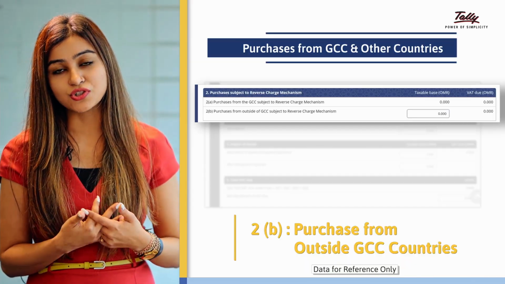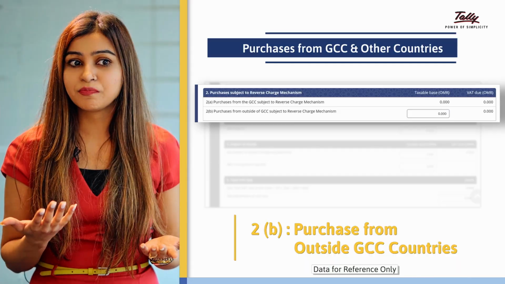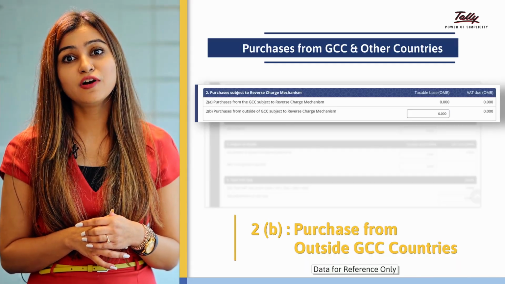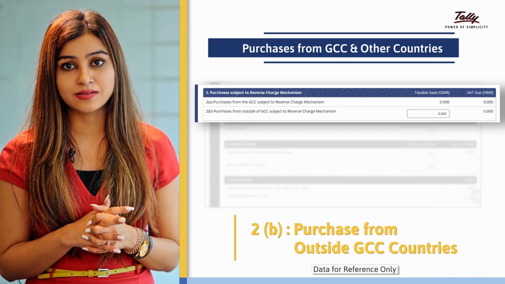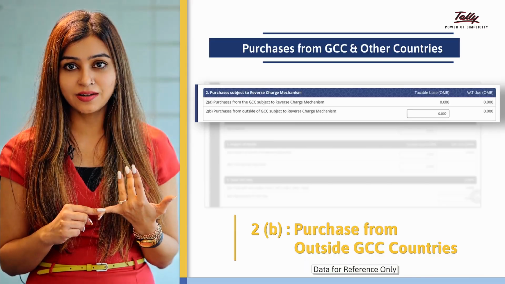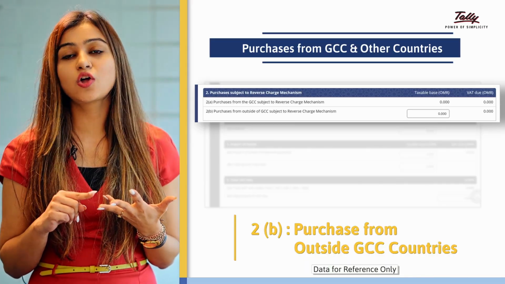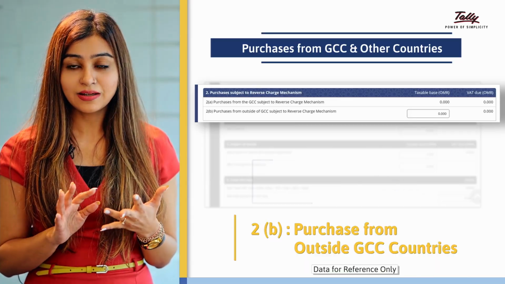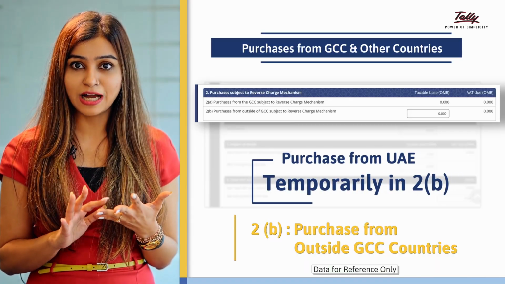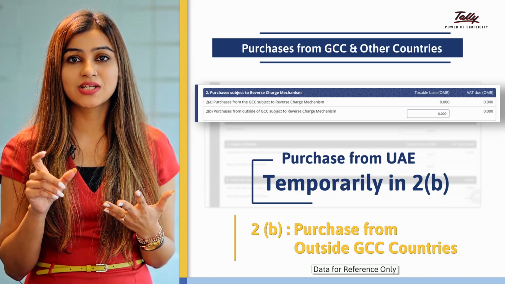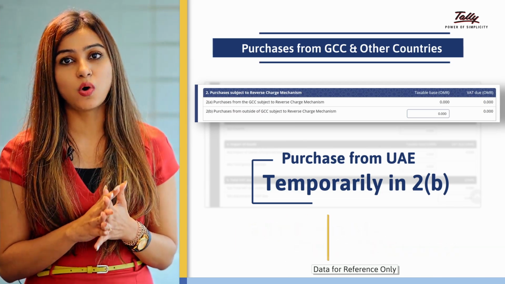Now a very important question. What if any taxable person in Oman is importing services from the UAE? Where will that person report such supplies? It cannot be reported under box 2A because it is not yet activated, and box 2B specifically talks about purchases made from countries other than the GCC countries. But let me be clear, practically, and what we have been following worldwide right now, is that we will report the purchases made from the UAE also under box 2B.